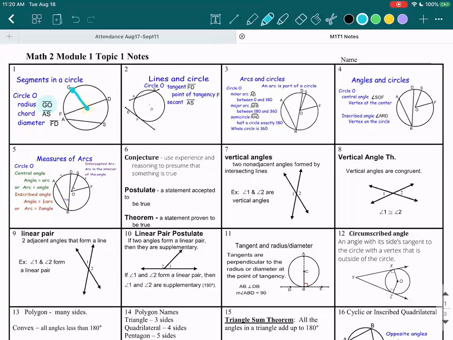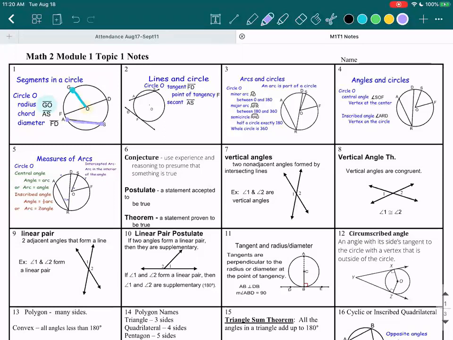And then a chord is AS. Let me do that in a different color. Let's do purple. AS, so it starts on A on the outside of the circle, and then it goes across the circle onto the other side of the circle, somewhere else on the outside. So chords are outside to outside. Radius is outside to center.